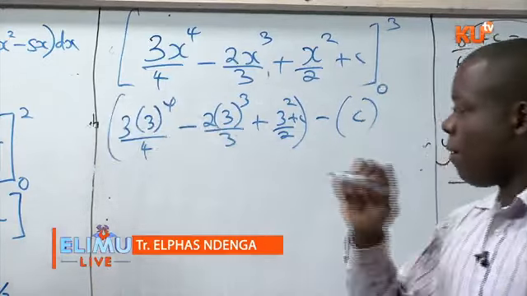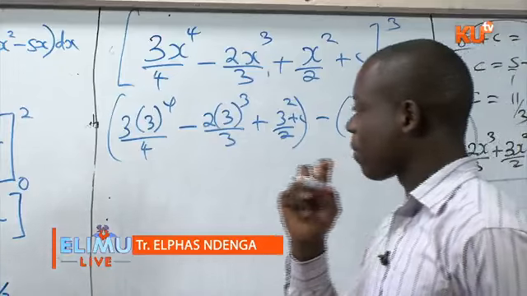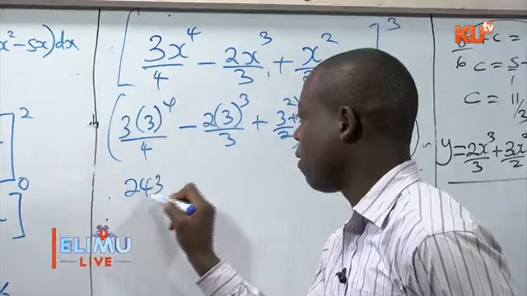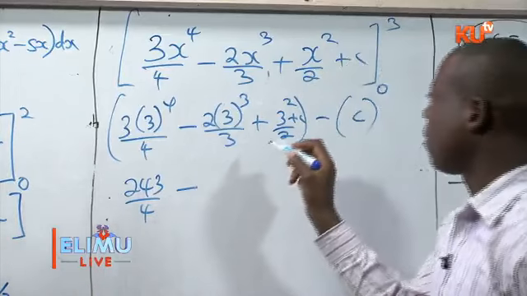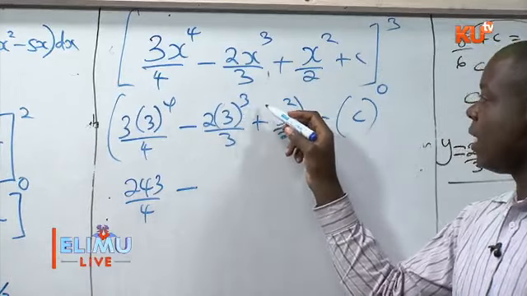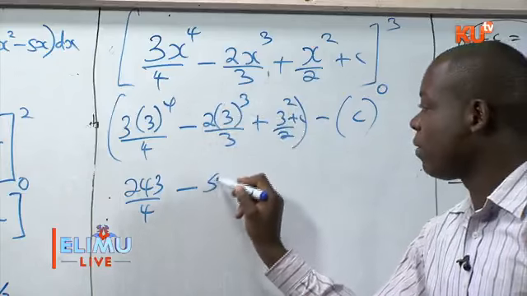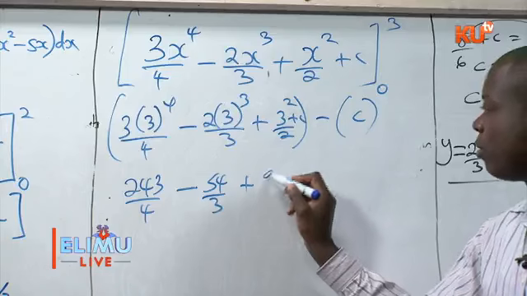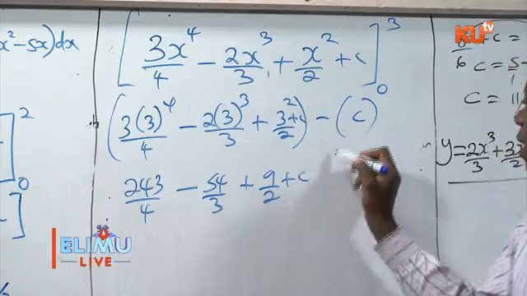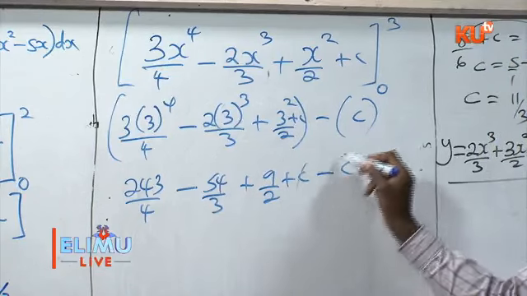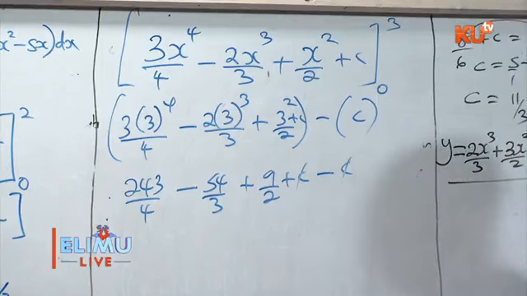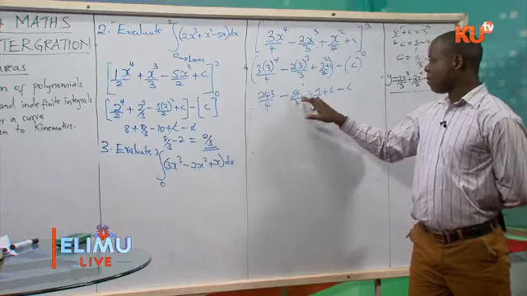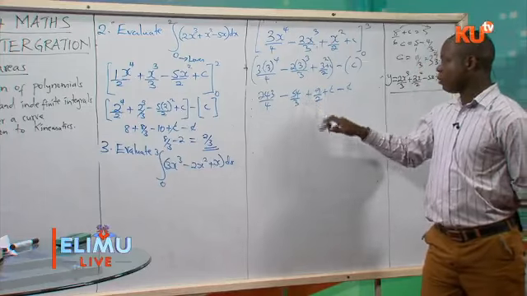So 3 power 4, that is 81. 81 times 3, 243. So 243 over 4, minus 3 power 3, that is 27, times 2, 54 over 3. You add 3 squared, that is 9 over 2. Then plus c, then minus c. And you see the negative c and the positive c will cancel out. So we have now 243 over 4 minus 54 over 3 plus 9 over 2.